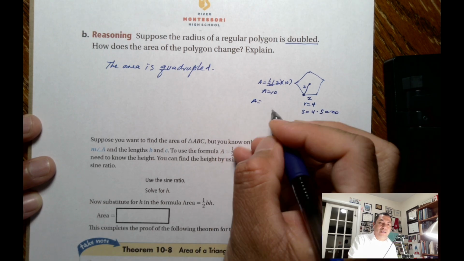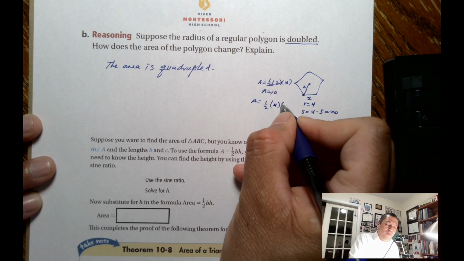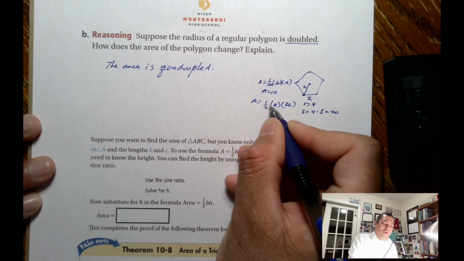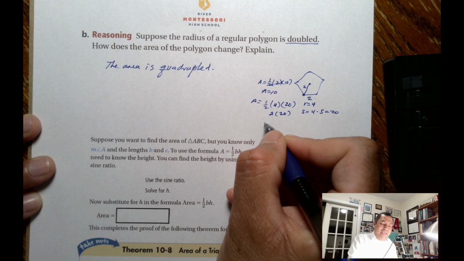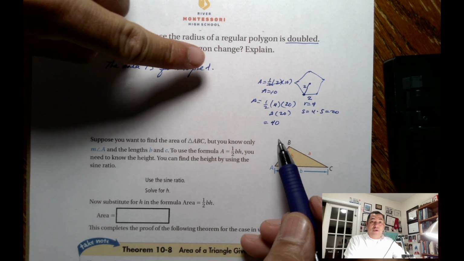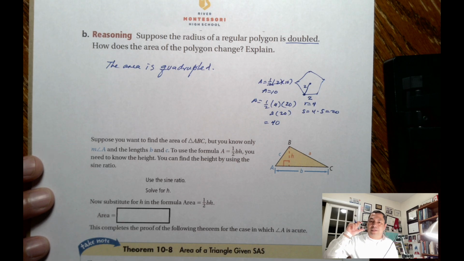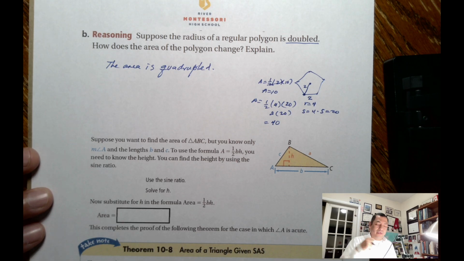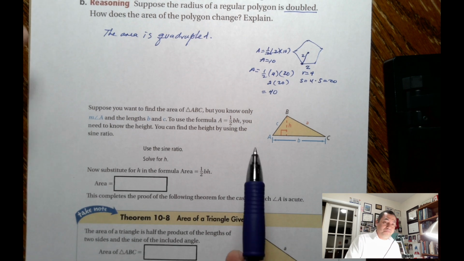So the area is equal to 1/2 times the radius, which is 4, times 20. So this one is 2. 1/2 times 4 is 2, times 20 equals 40. So I went from 10 units squared to 40 units squared. So that increased the area of that polygon 4 times. So the area gets quadrupled on that problem.